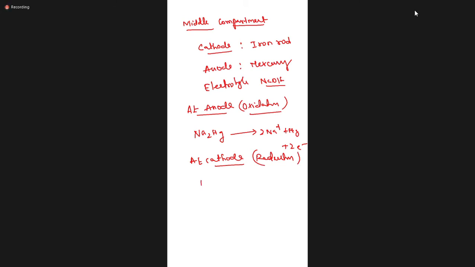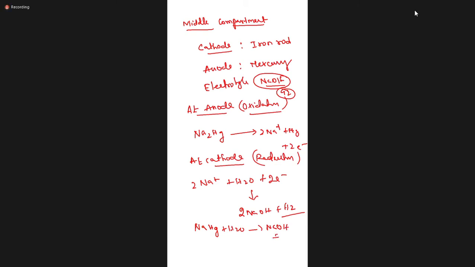At the cathode, Na plus reacts with water. This is the electrolyte, almost aqueous NaOH. Aqueous means 90% of water. Gaining of 2 electrons gives rise to 2NaOH plus hydrogen gas. Further, the amalgam reacts with water and gives rise to NaOH plus Hg plus hydrogen gas. This is the preparation of sodium hydroxide by the Castner-Kellner process. First one is the Nelson process, second is the Castner-Kellner process. Both are very important for sodium hydroxide.